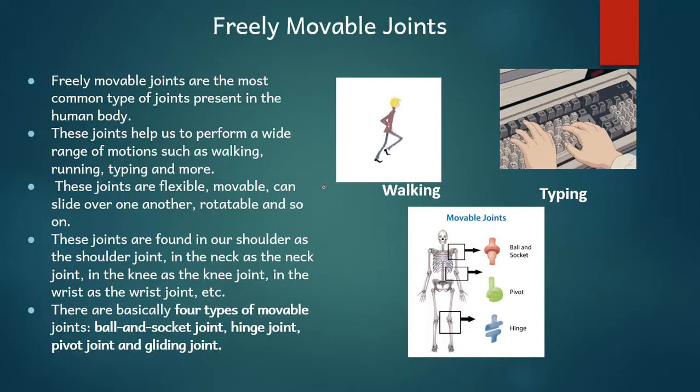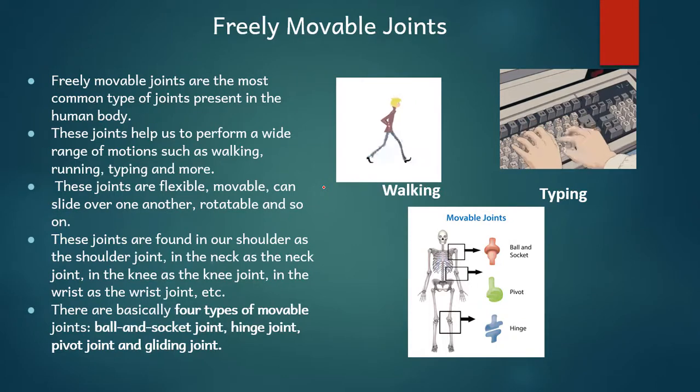They are flexible, movable. They can come over each other. One bone can come above the other, or below the first one. They can rotate in any way they want. So they are freely movable. Hence they are said to be freely movable. They are present in your shoulder, in your neck, in your knee, in your wrist, etc.